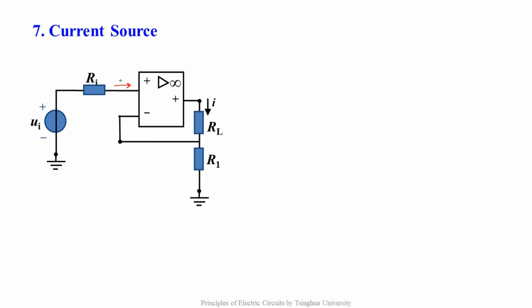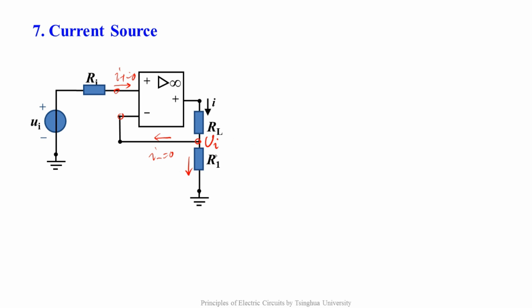Firstly, according to the virtual open property, the current I plus through this branch equals 0, and the current I minus through this branch equals 0 too. Secondly, according to the virtual short property, the voltage of this node equals the voltage of this node, which equals U plus and equals UI. Mark it here. Since I minus is 0, the current flowing through load RL equals that through R1.